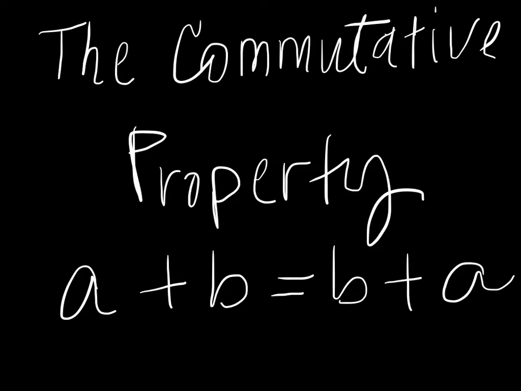Okay, now that you've said commutative 3 to 100 times, let's go ahead and talk about what it really means. The commutative property states that A plus B is equal to B plus A. To remember the commutative property, we think about your commute to school and then your commute back home from school. So what I mean by that is you go from home to school, and then on your way back you have to go from school to home.